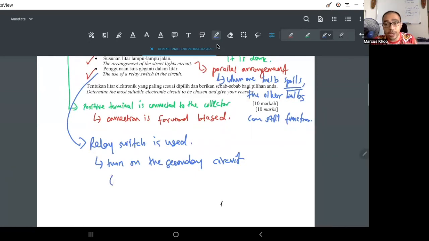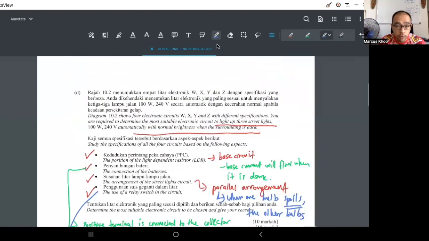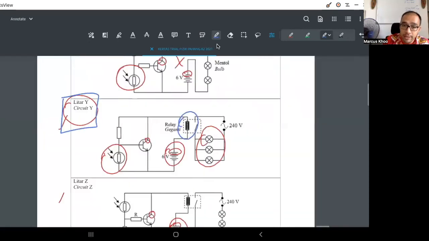Usually, if you can remember this, you add that the secondary circuit uses a high voltage. Because in a transistor circuit, the voltage we use is very low, 1.5 or 6 volts. But to turn on the street light or the aircon you need 240 volts. You don't want everything in one circuit, otherwise you would need so many batteries for 240 volts. So you have a secondary circuit.